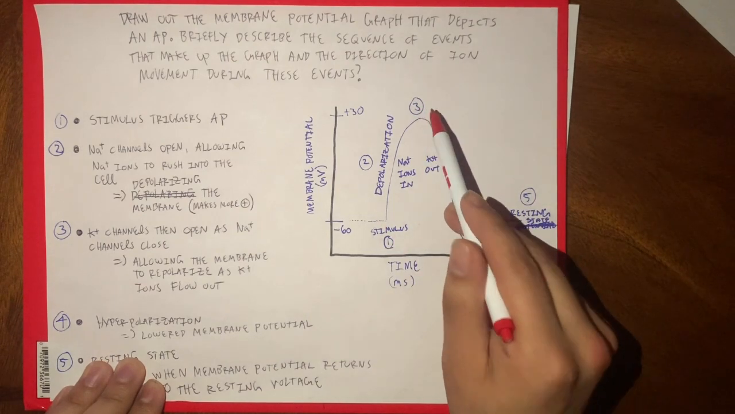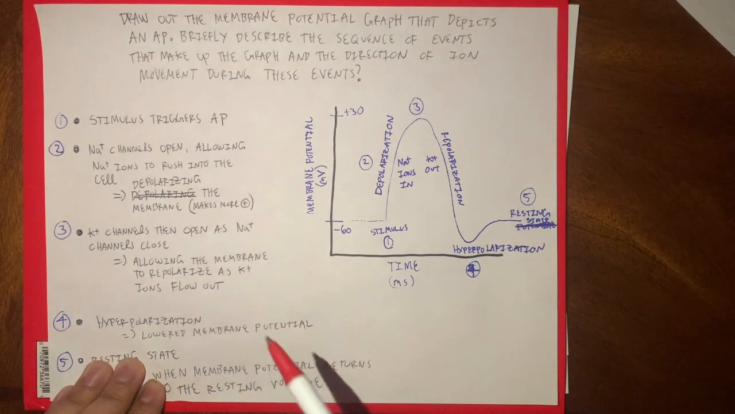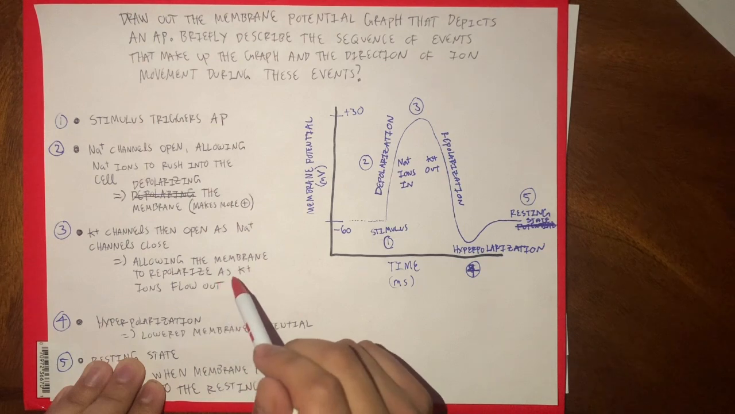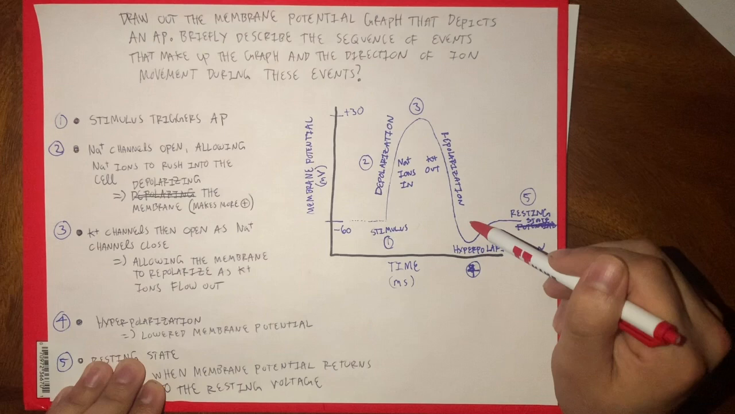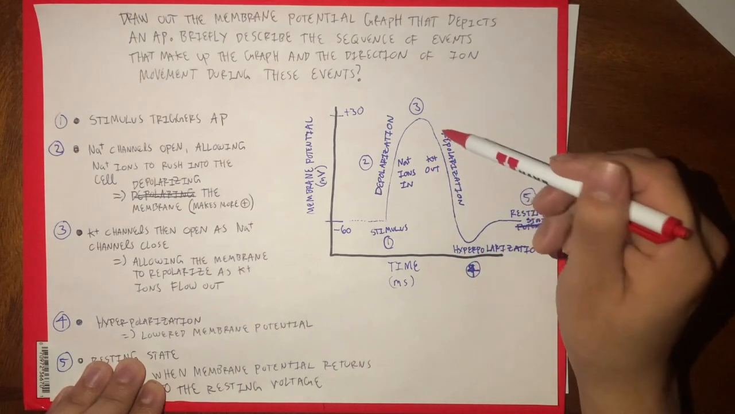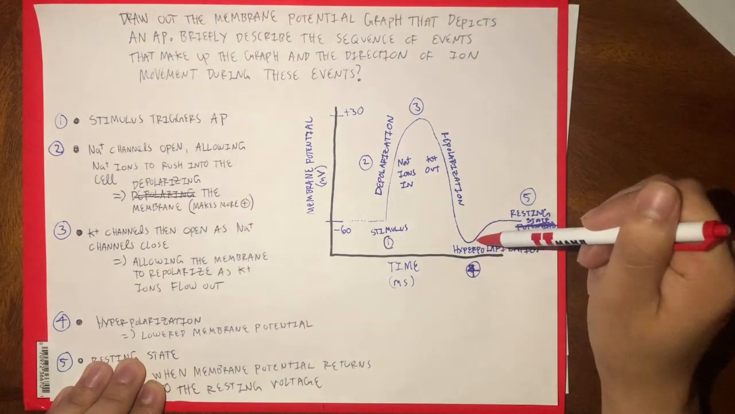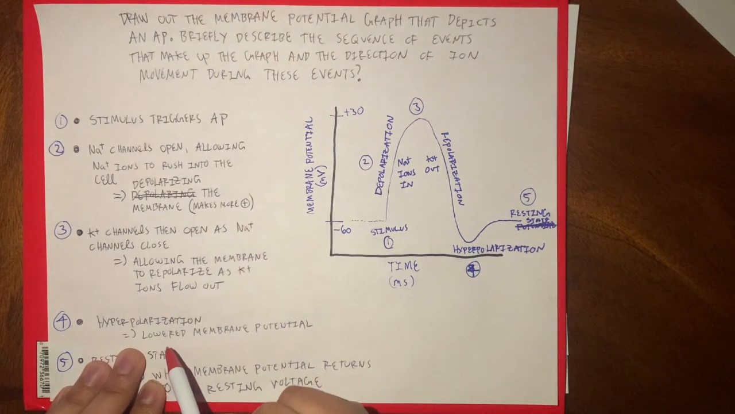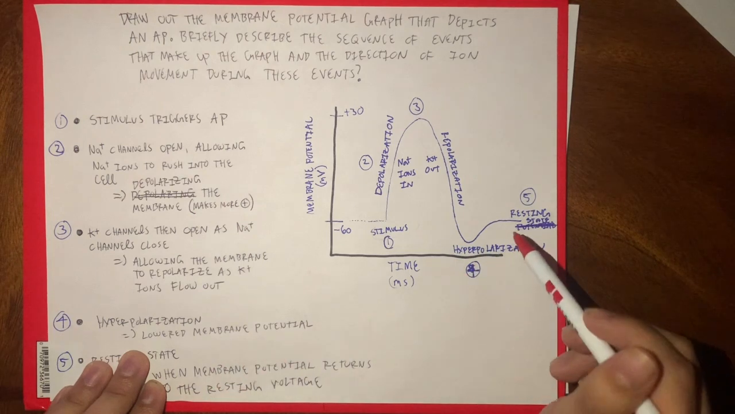And this is where step 3 starts. Potassium channels then open as sodium channels close, allowing the membrane to repolarize as the potassium ions flow out. You have potassium ions flowing out of the cell, and this is making it go more negative, to eventually lead to a hyperpolarization, which is a lower membrane potential caused by the efflux of potassium ions and the closing of potassium channels.